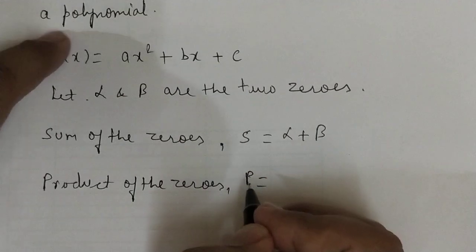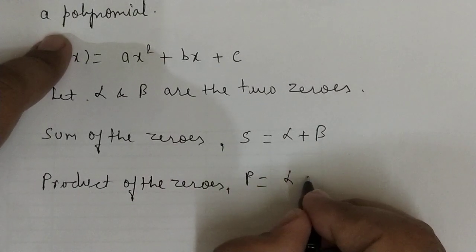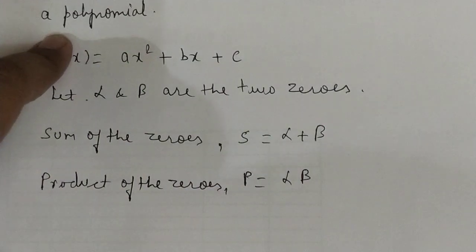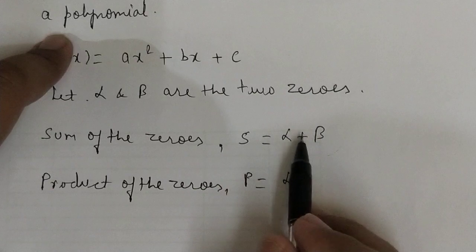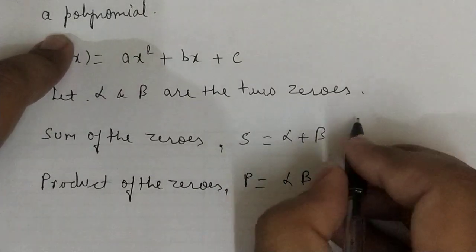So the product of the zeros I will be denoting by P. Product means multiplication, so alpha beta. Is this clear? So here what we are doing is adding and multiplying. Clear?